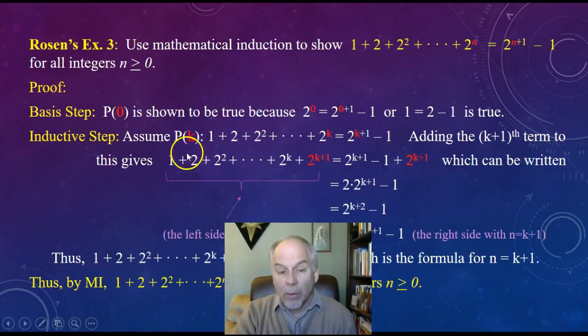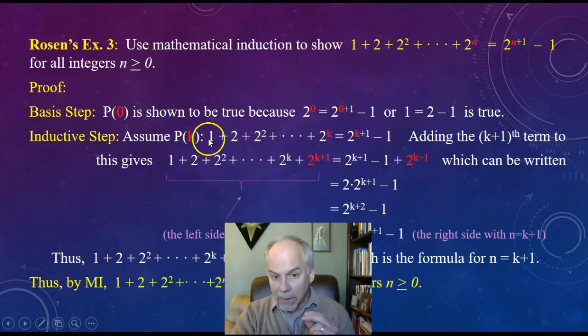So now we assume that it works for the kth term. So I basically plug in k for n. So I have 1 plus 2 squared plus all the way to 2 to the kth power. And that should equal 2 to the k plus 1 minus 1, which is what I have here.